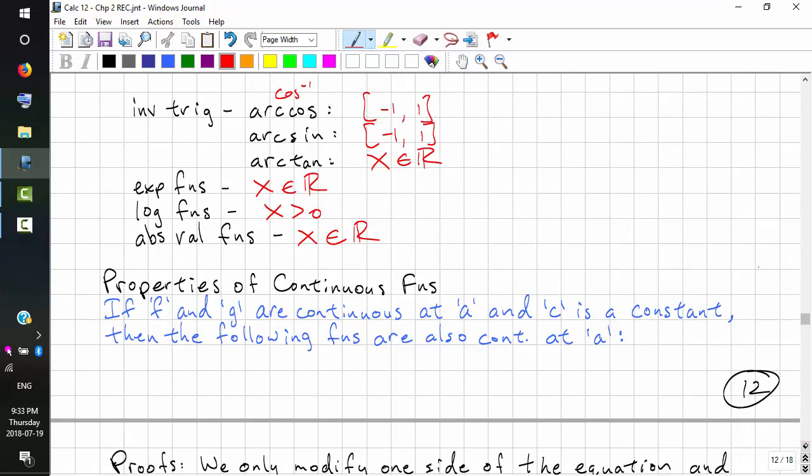So we have properties of continuous functions. If f and g are continuous at a and c is a constant, then the following functions are also continuous at a. F plus g, f minus g, c times f, f times g. F divided by g, provided that g of a does not equal 0. Okay, so really we're talking about f of a plus g of a, f of a minus g of a, and so on.